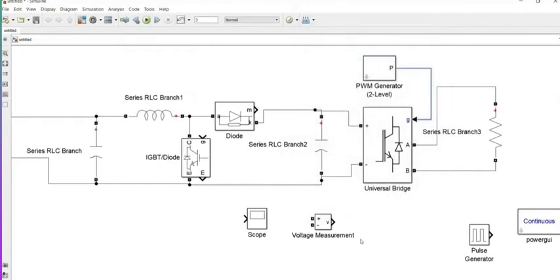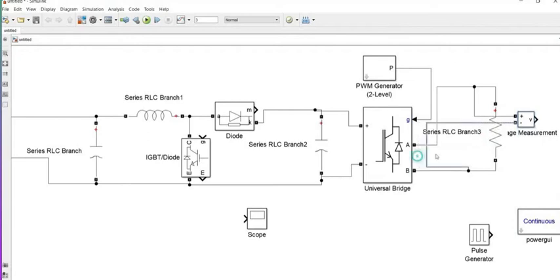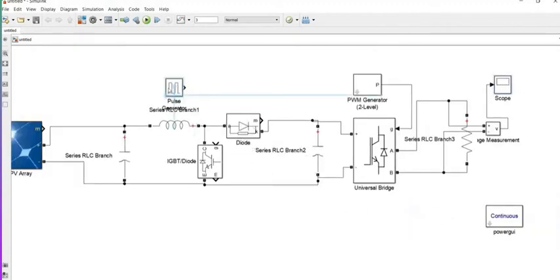So now to measure the output voltage, take the voltage measurement, connect parallel to load, because how we are connecting voltmeter in our laboratory, same like that you can also connect voltage measurement here, and give it to the scope to see the waveforms. Give this pulse generation to this switch also.